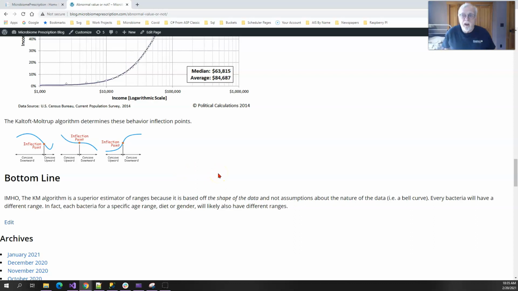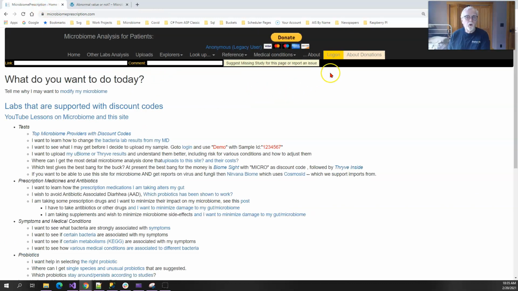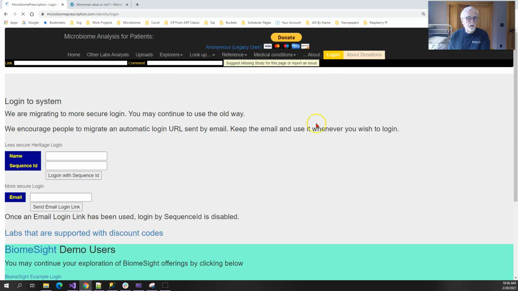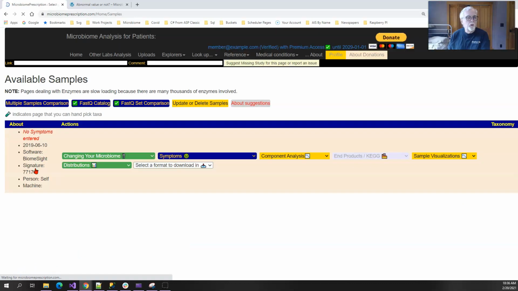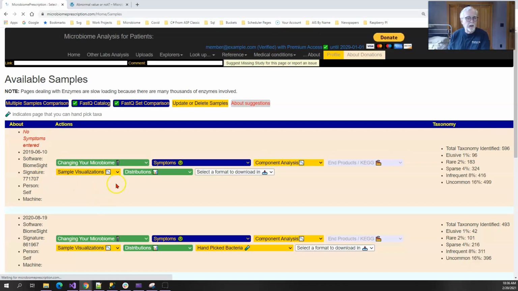Now let's go over and look at some actual data. I've just updated the site, so I'm hoping I don't have too many breaks. But let's go over to the site. I'm going to log on. I'm going to be my usual lazy self, and I'm actually going to use some samples coming from the Biome site, which has been cooperating very nicely with me.